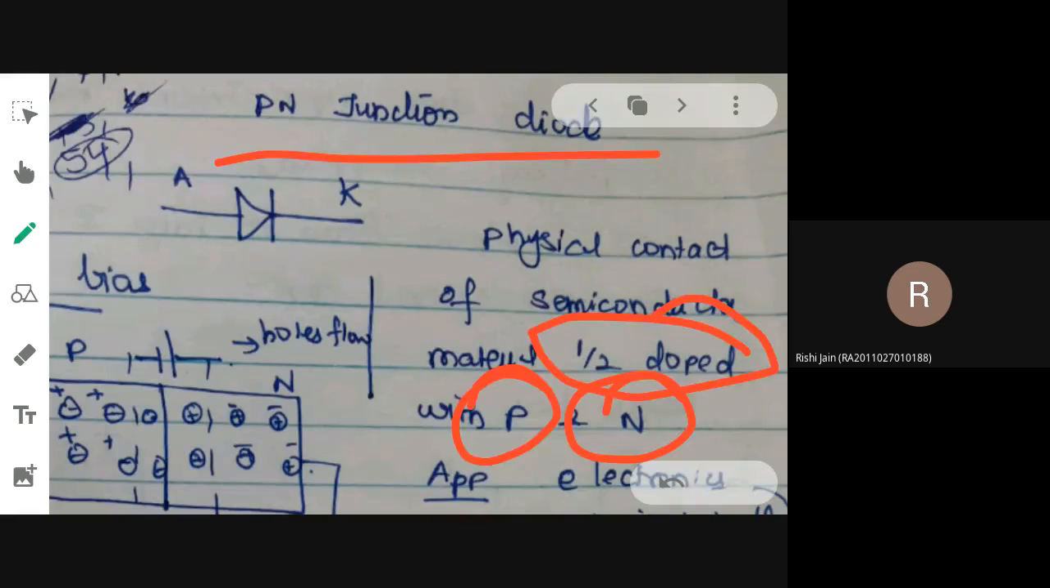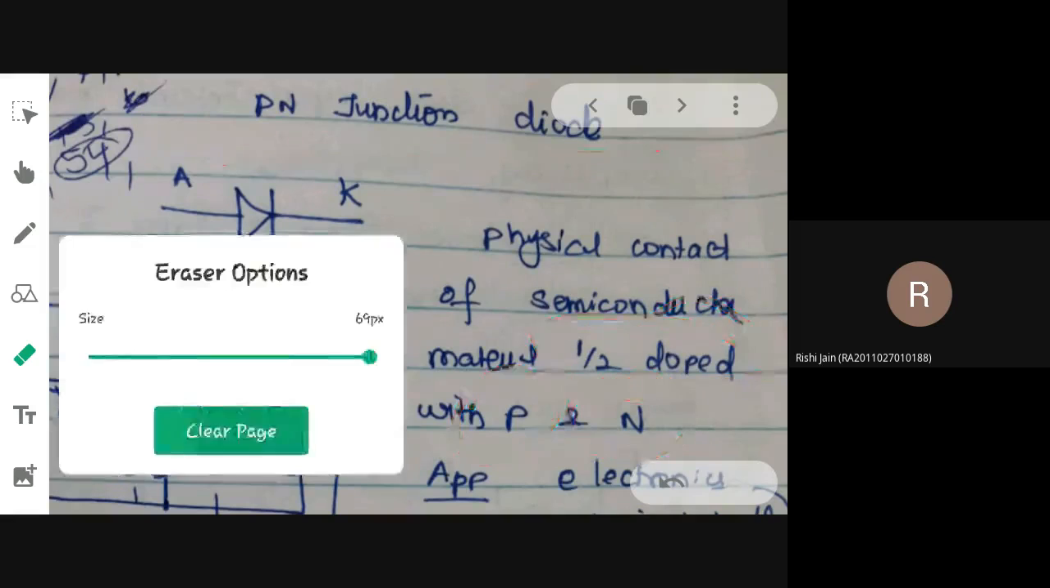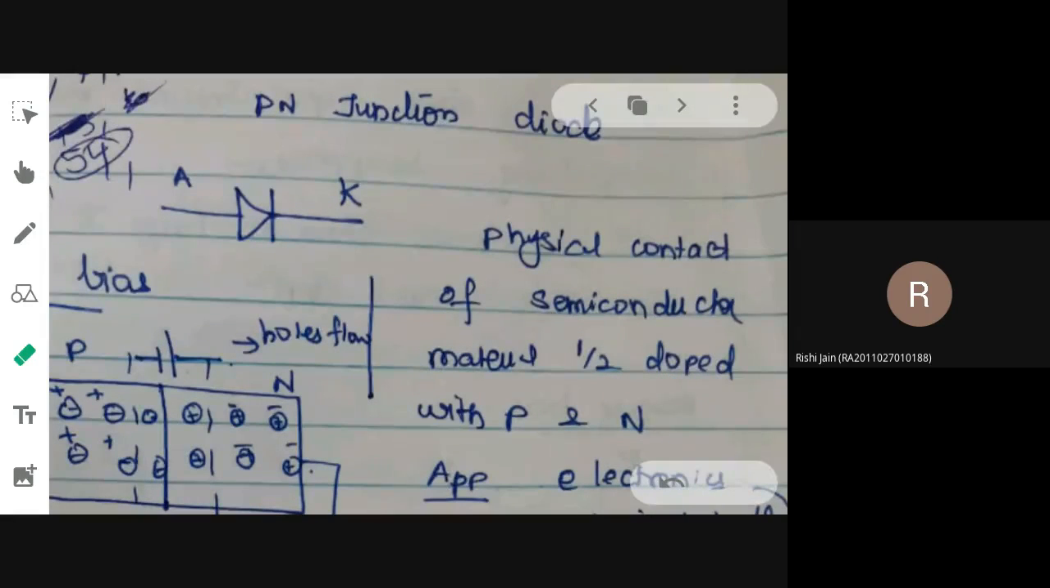So you take a semiconductor and dope it. Doping means addition of impurity. To the semiconductor, you add doping, half by P material and half by N material. If you put it in physical contact, it creates a junction that is called a PN junction, and the diode will be called a PN diode. Next, construction and electrical equivalent is over.